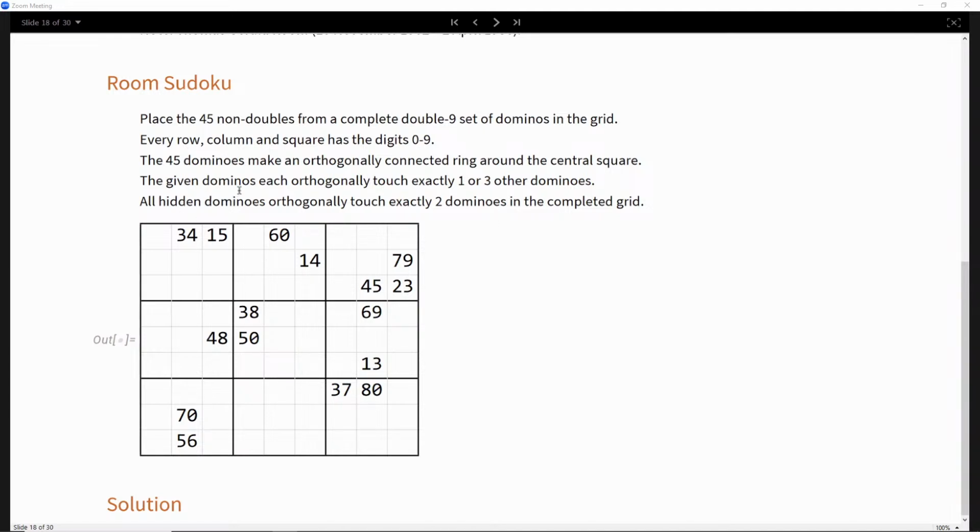All the hidden dominoes orthogonally touch exactly 2 dominoes. And this is a solvable Sudoku-like problem here using the concept of room squares. And the solution you'll be able to find in the community post that will be appearing sometime shortly.